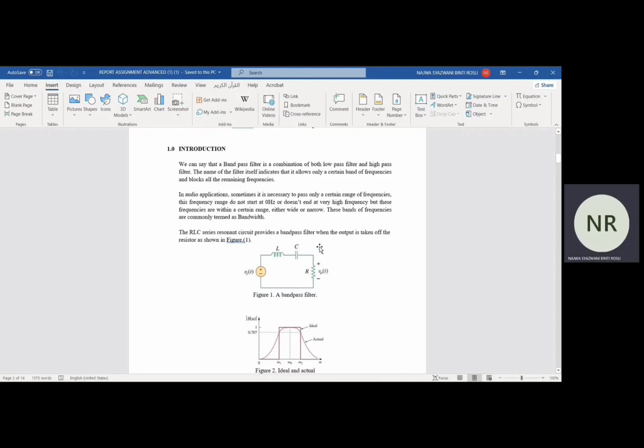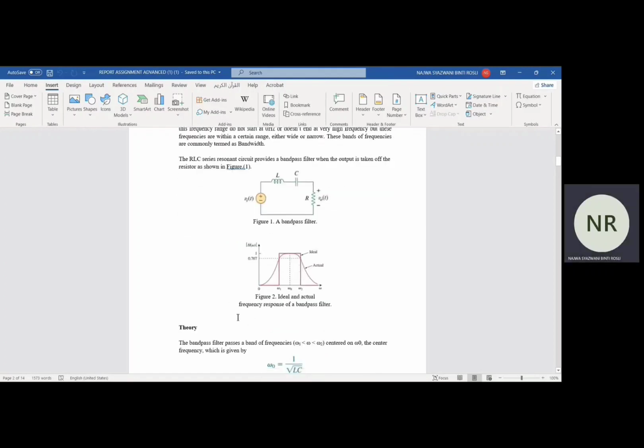Here is the circuit of bandpass filter that has an inductor, capacitor and resistor. So here is the graph of bandpass. It is increased at omega.